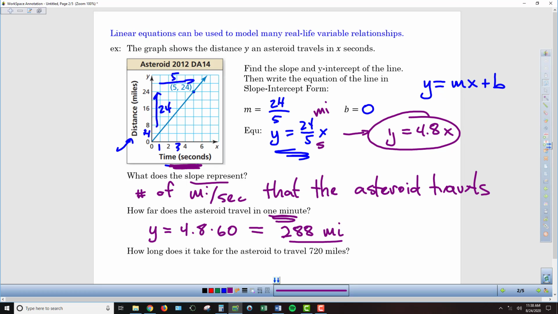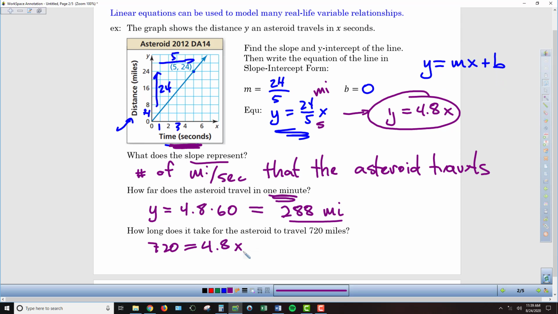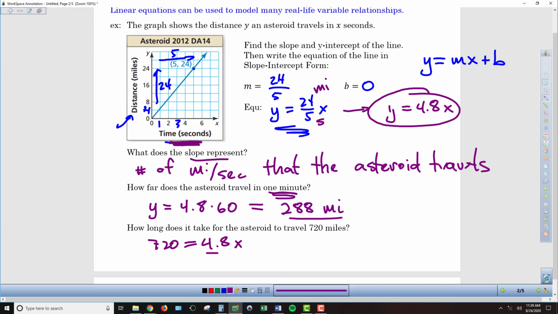And then the second question asks how long does it take for the asteroid to travel 720 miles. So this time I know the distance and I'm trying to figure out the time, so I'm going to plug that 720 in for y. And then I'll still have 4.8x. And so now I can scroll here a little bit. I've got to solve for x, so I'm going to divide both sides by 4.8. And so we get a time of 150.